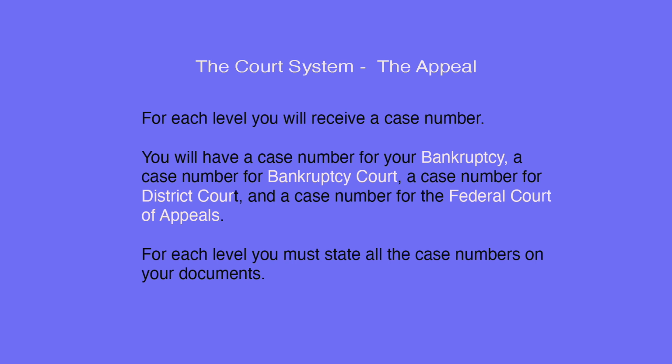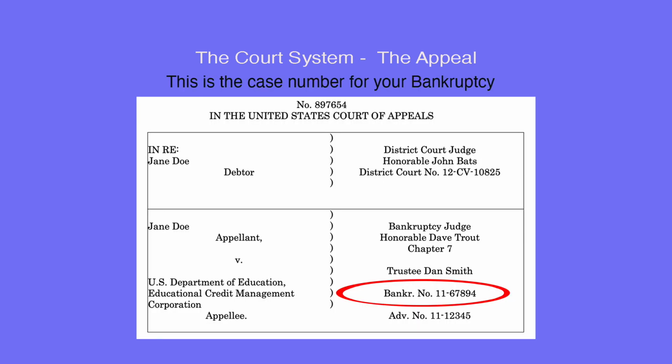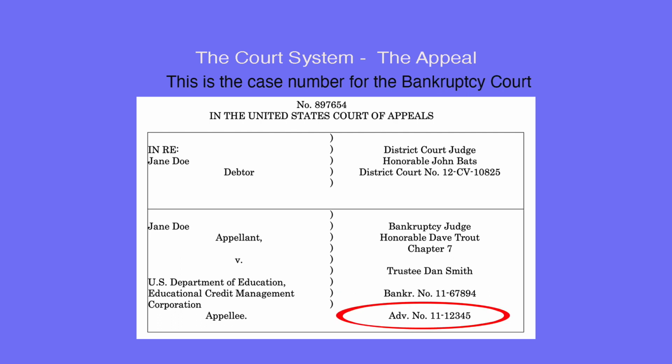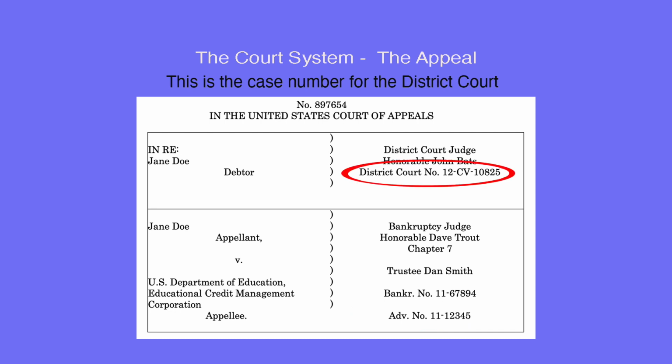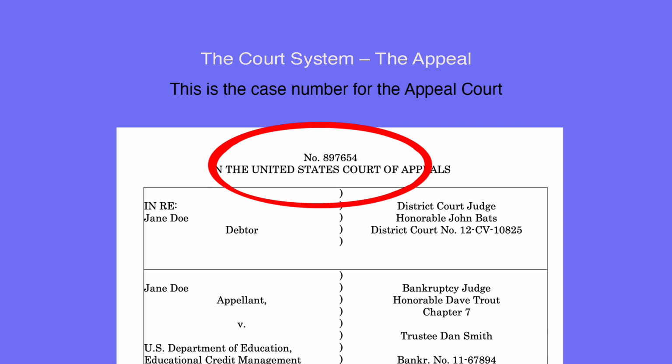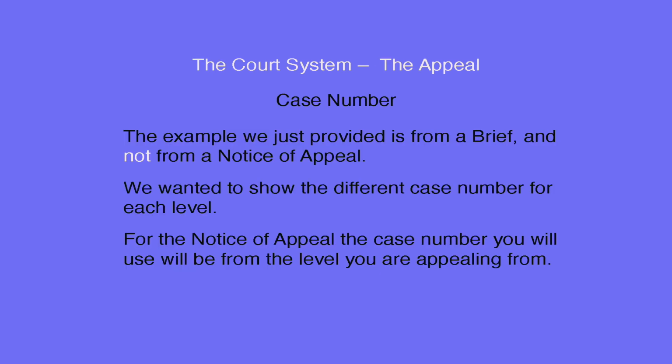For each level, you will receive a case number. Thus, you will have a case number for your bankruptcy, a case number for your bankruptcy court, a case number for your district court, and a case number for your Federal Court of Appeals. For each level, you must state all the case numbers on your documents. This is the case number for your bankruptcy. This is the case number for your bankruptcy court. This is the case number for your district court. And a case number for your Federal Court of Appeals. The example we just provided is from a brief, and not from a notice of appeal. We wanted to show the different case numbers for each level. For the notice of appeal, the case number you will use will be from the level you are appealing from.